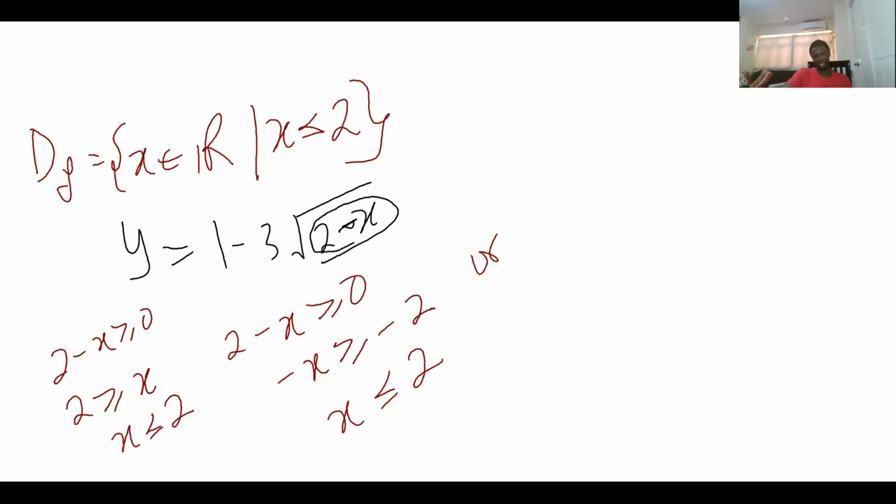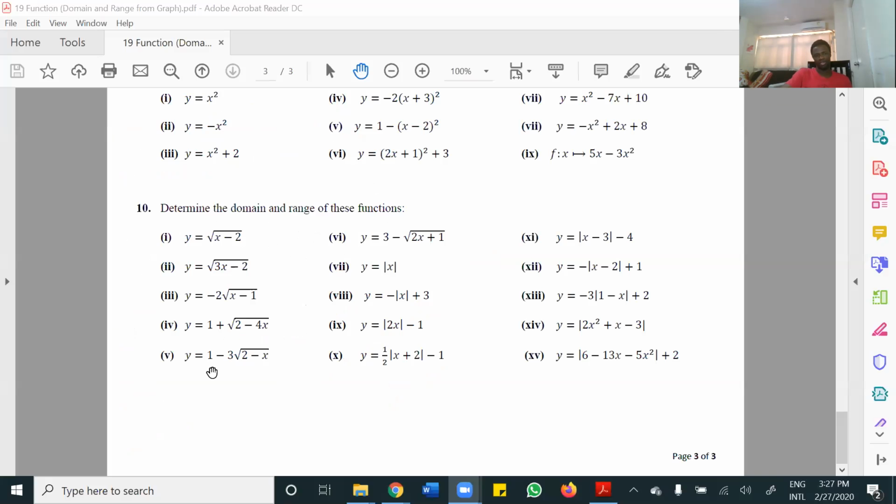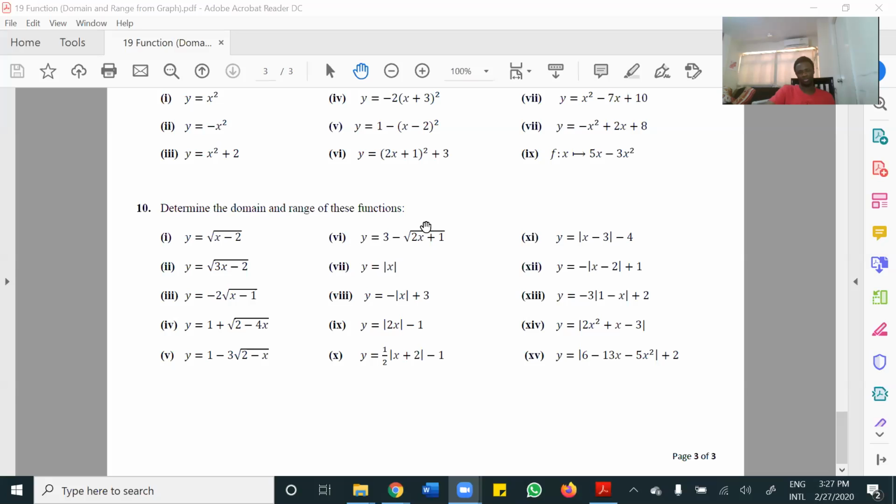Question 6. Okay, so let's go back to that. All right, this one? So what do we have? X is a set of real numbers such that x is bigger or equal to -1/2. Perfect.